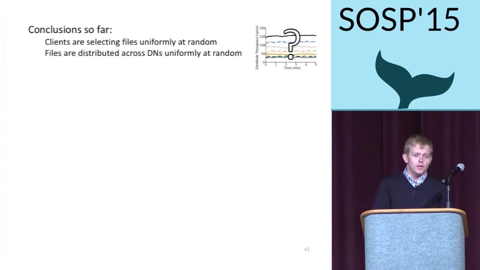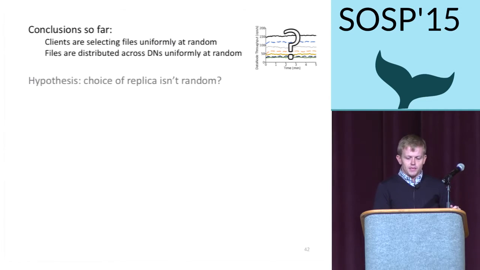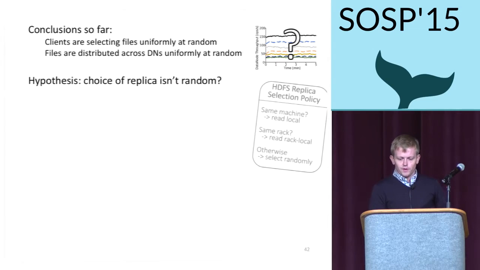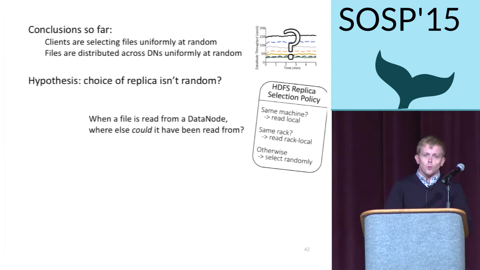So perhaps the issue lies in the client's selection of which replica to read from. As mentioned before, the HDFS replica selection policy will perform a local read if it can, but otherwise it should randomly select a replica from the same rack of machines. So let's ask the following question. When a file is read from a data node, where else could it have been read from?